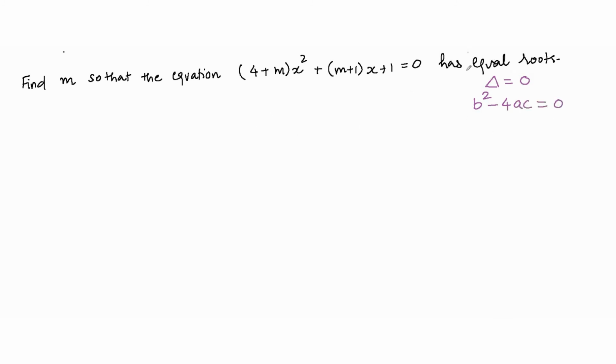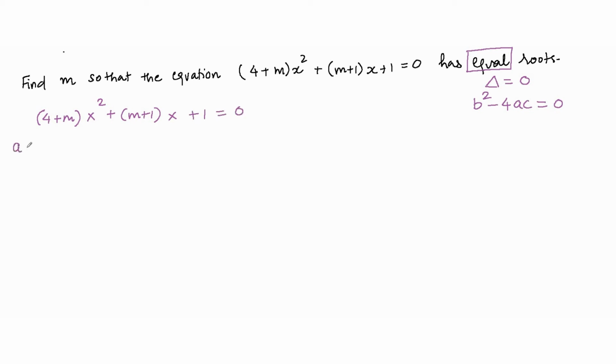So one important thing that we need to understand is if they mention equal roots, it means that the roots have to be real, right? Imaginary roots cannot be equal. So the given quadratic equation is (4 plus m) x square plus (m plus 1) x plus 1 equals 0.